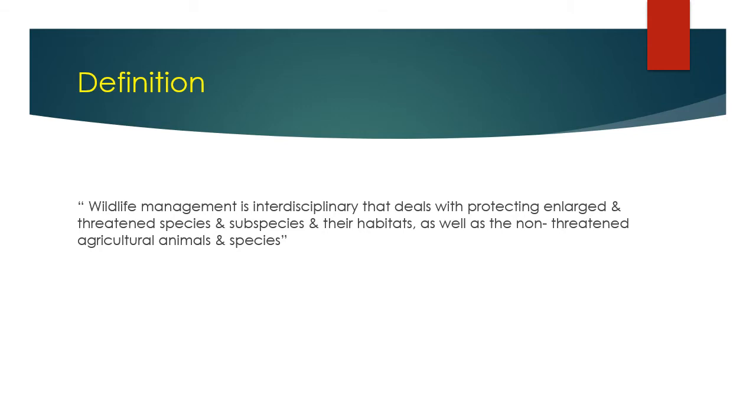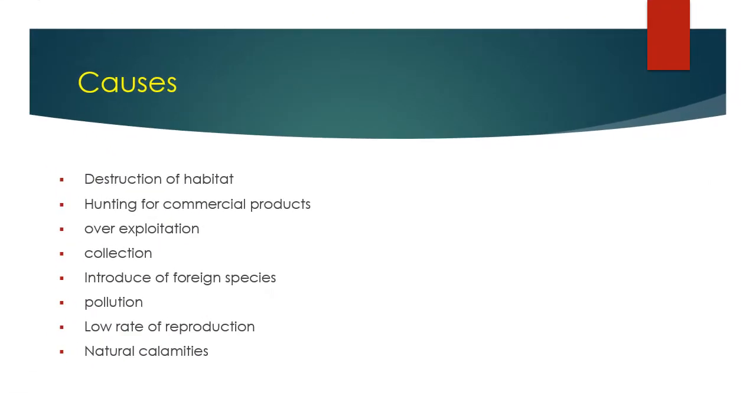Now the causes of wildlife depletion. The causes are the destruction of habitat, hunting for commercial products, overexploitation, collection, introduction of foreign species, pollution, low rate of reproduction, and natural calamities. These are all the causes of the depletion of wildlife, but we are going to discuss them one by one in detail.